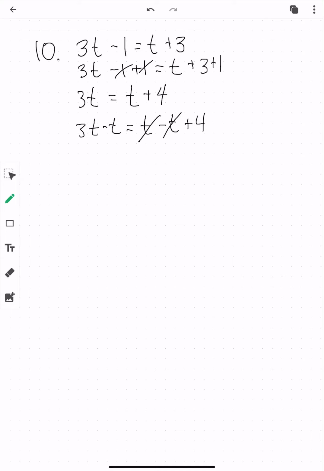So those t's cancel each other out. And then 3t minus t leaves you with 2t equals 4. And then I can divide to get rid of my 2's. So t equals 4. Nope. Oh my goodness, not 4, sorry. 2. T equals 2. There we go.